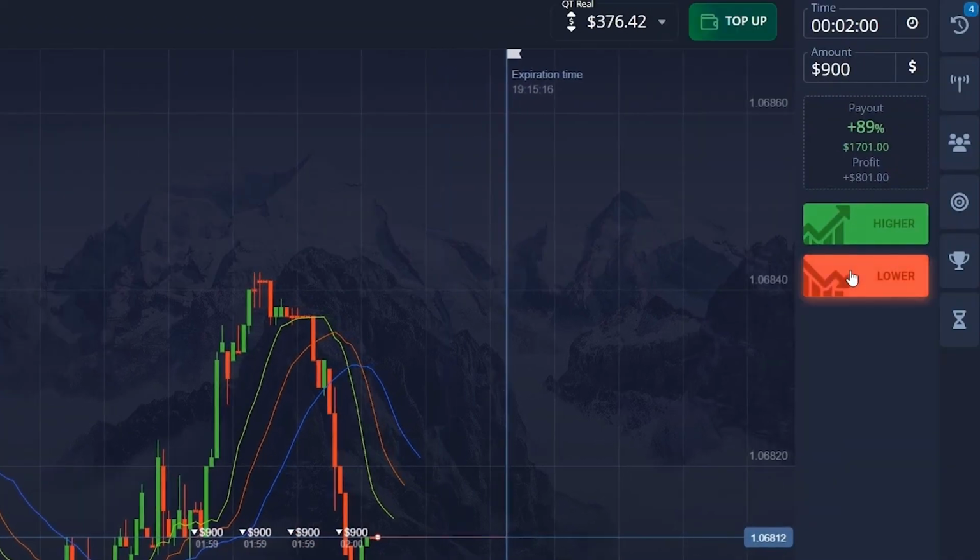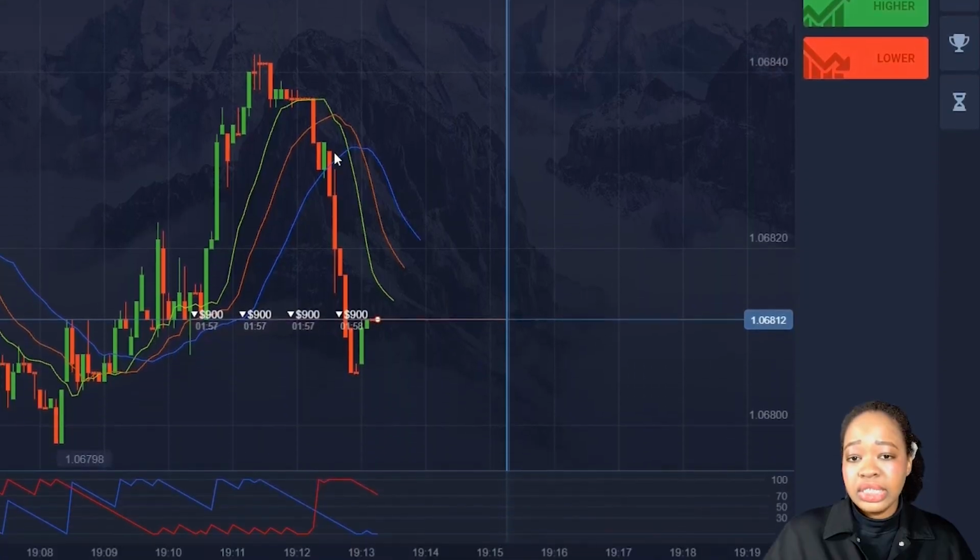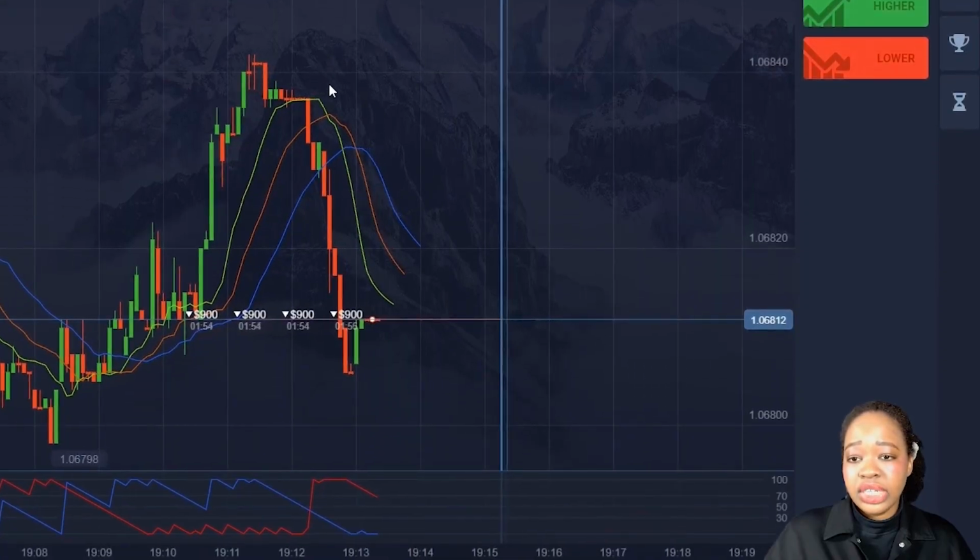In this situation, I'm going to open a deal for a fall for 2 minutes, since here I had a cross section of the averages. At the same time, on the Aaron indicator, the red line comes up.